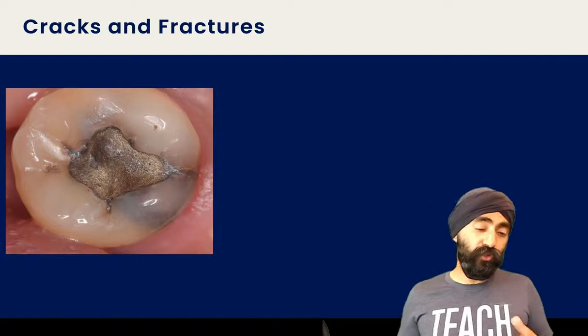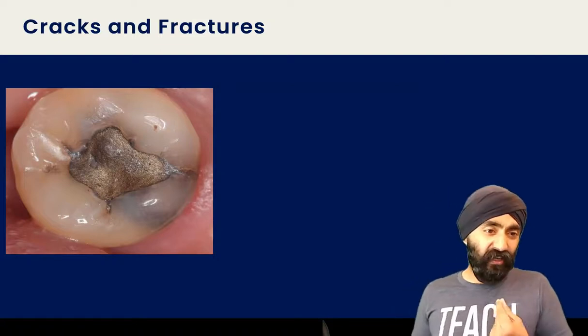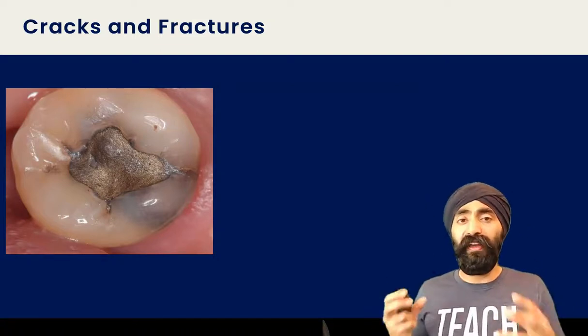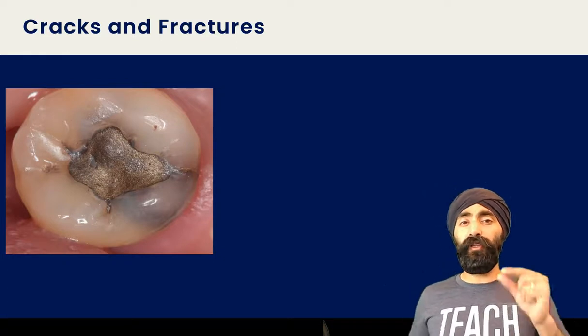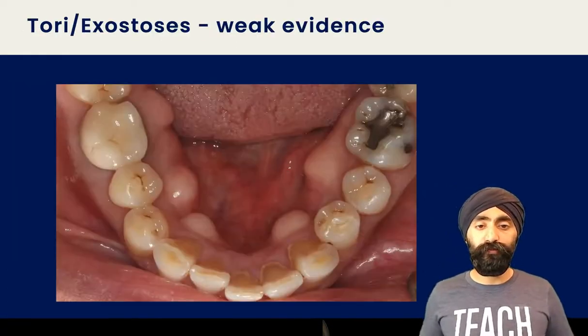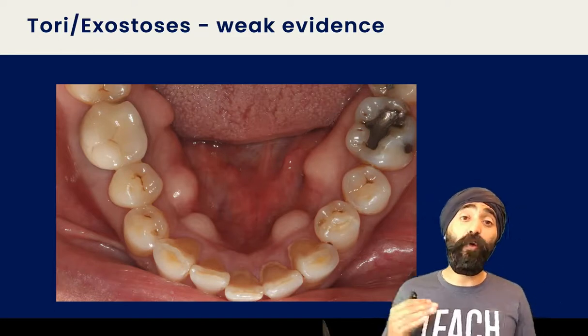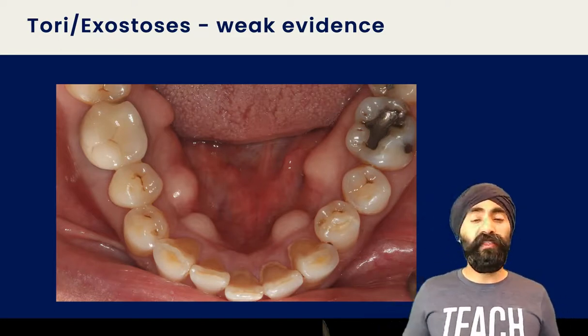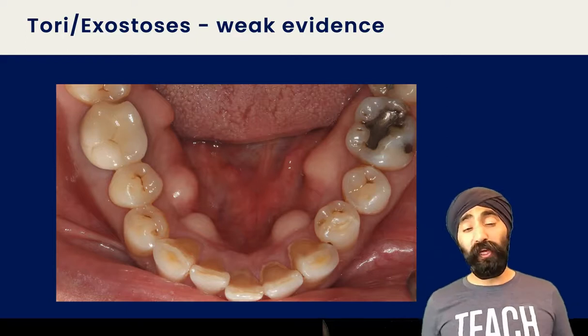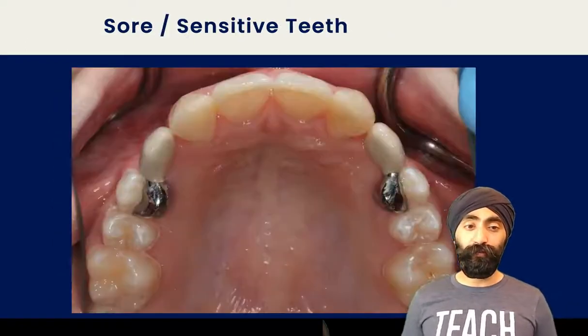And you might see lots of cracks, not always around these big fillings. They're just happening on teeth with small restorations as well. And sometimes you see some exostoses. Now, literature says there's a very weak association with bruxism. Sometimes it's genetic. People in the Asian population seem to have lots of tori as well.